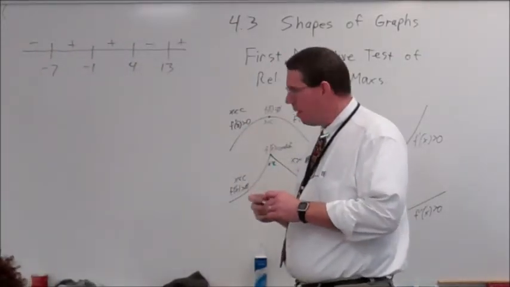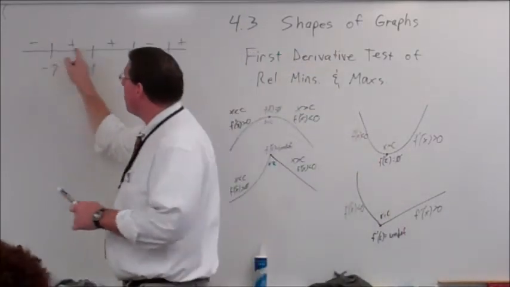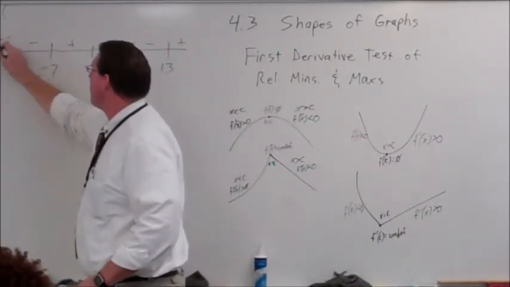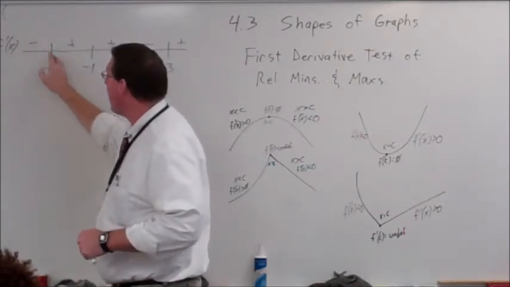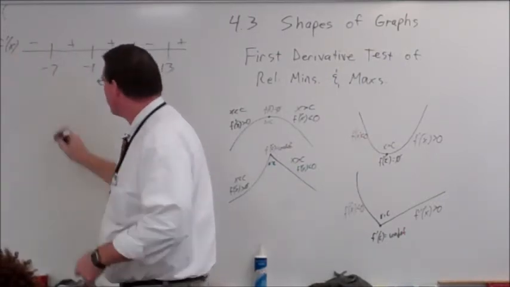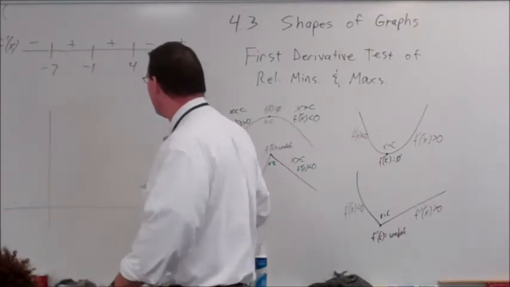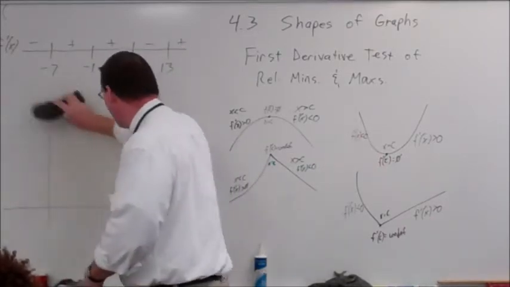Okay? These are the values of the derivative, f prime of x. So the derivative is negative to the left. Let me draw a picture of what the derivative might look like here.